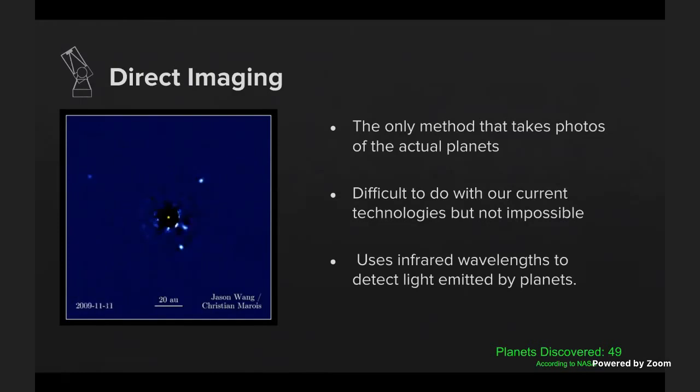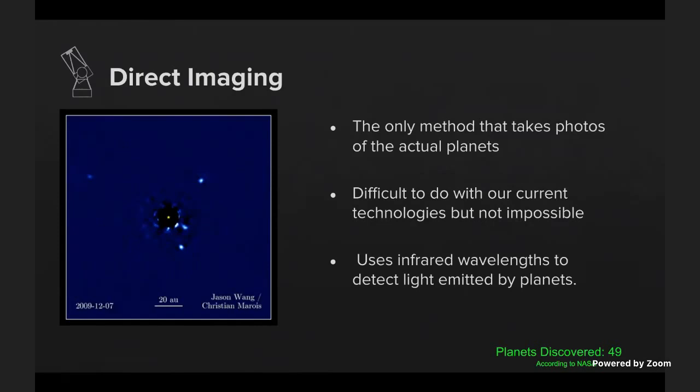This method observes the light that is emitted by a planet's atmosphere using infrared wavelengths, as that causes the planets to appear brighter. Even though the planets do appear brighter in the infrared, we still need to cover or reduce as much of the star's light as possible in order to see the orbiting planets. The direct imaging method is biased to detecting larger, hot planets as they emit more light.